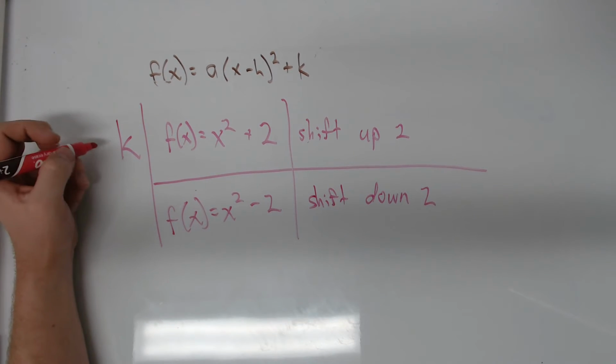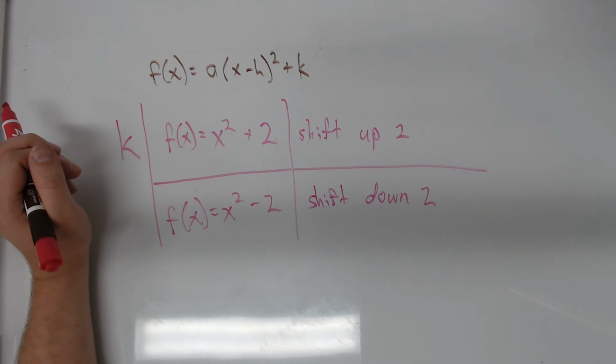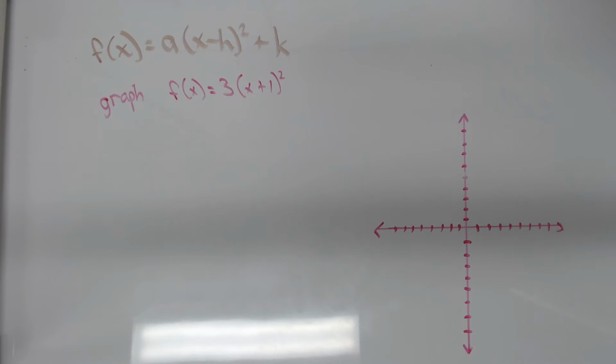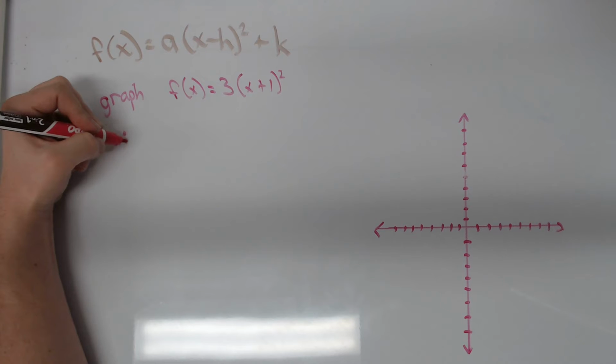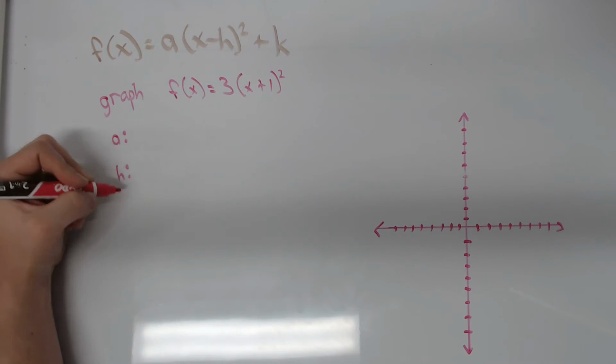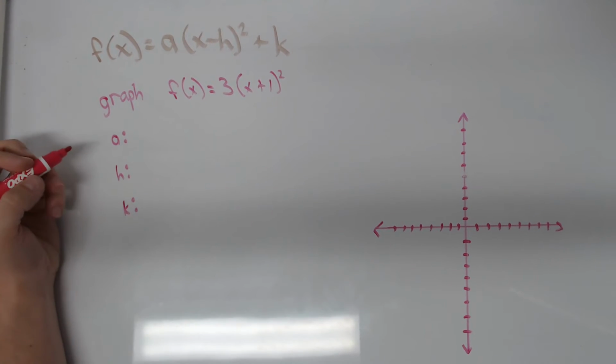All right, so k makes a lot more sense. There's not a lot of explanation I have to do here. Instead, we're going to jump on into doing a couple of graphs. So now you're really going to see the beauty of vertex form. I don't actually have to make a table of values. It's just really nice. I'm going to start by listing out my a, h, and k numbers.